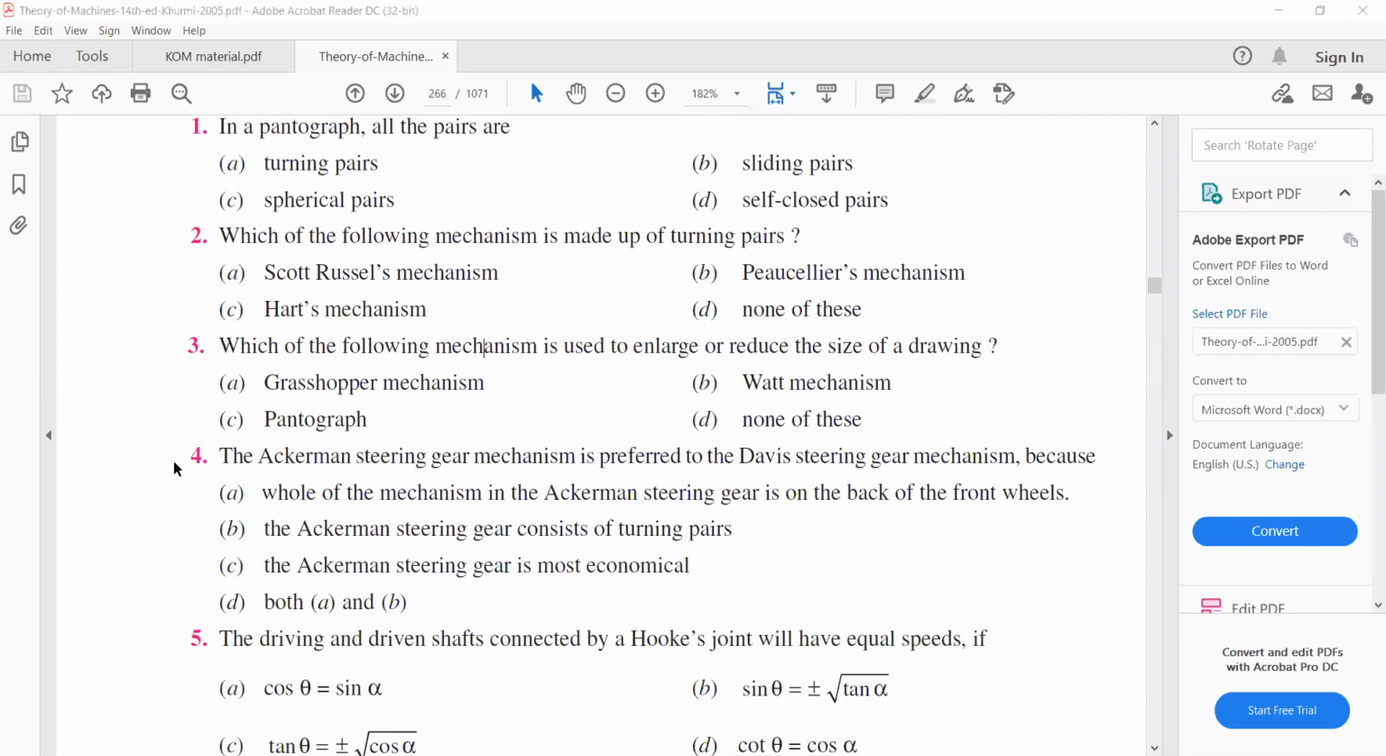And now going to see the fourth question. The Ackermann steering gear mechanism is preferred to Davis steering gear mechanism because, the options are: the whole of the mechanism in the Ackermann gear is on the back of the front wheels; second, the Ackermann steering gear consists of turning pairs; the Ackermann steering gear is most economical; or the last option, both A and B.